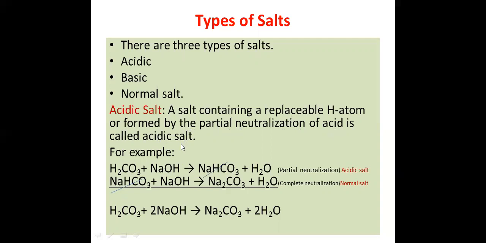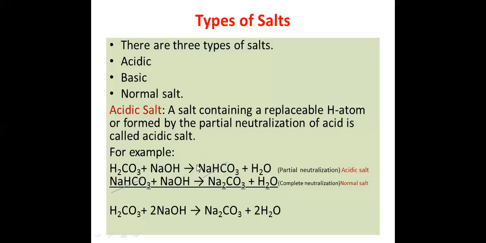acidic salt. Carbonic acid when reacting with sodium hydroxide, sodium will replace only one of the hydrogens. Although two hydrogen atoms are present in carbonic acid, the sodium will replace only one hydrogen atom. Still, one replaceable hydrogen is present in the formula of sodium hydrogen carbonate. So that type of salt which still contains a replaceable hydrogen atom is called acidic salt, and the process by which this salt is formed is called partial neutralization.